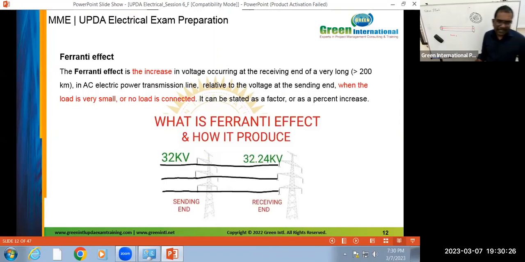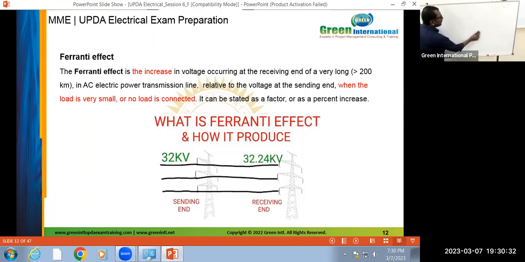So that is the skin effect. Number two, Ferranti effect. For the Ferranti effect, just see the diagram and you will understand. At the sending end we have 32 kV, but at the receiving end we have 32.24 kV. From this, what we understand is the receiving end is more than the sending end. Due to this Ferranti effect, the receiving end has more voltage.